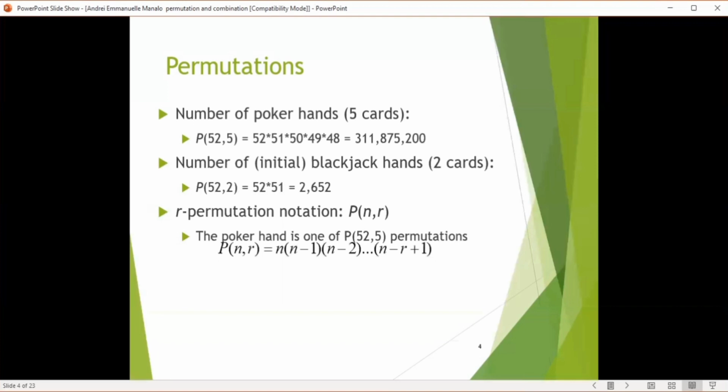Our permutation notation: the poker hand is one of P(52, 5). And this is the formula. P(n, r) equals n times n minus 1 times n minus 2, and so on, down to n minus r plus 1. Here's the formula.